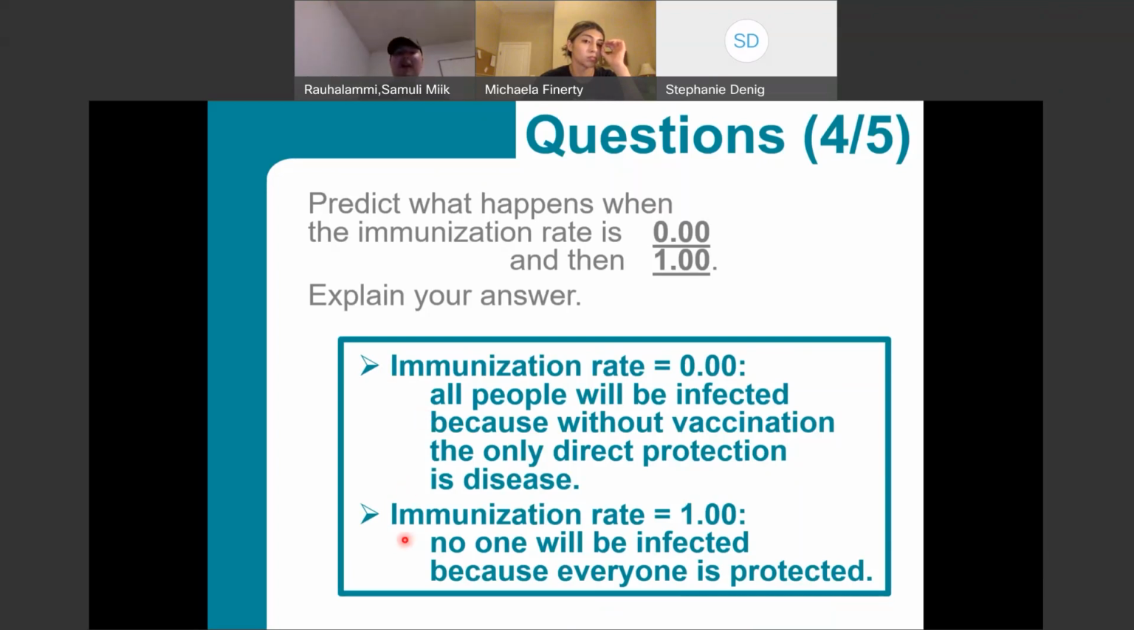I think it's a wordy answer from me, but it's a simple concept that I'm asking about there. That if no one receives vaccine, everyone gets sick. If everyone receives vaccine, no one gets sick.